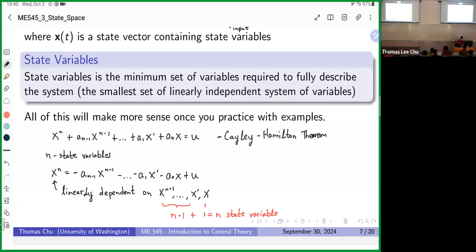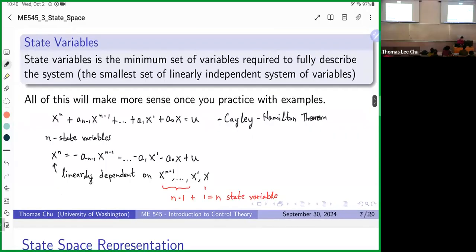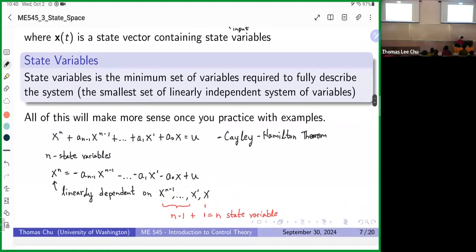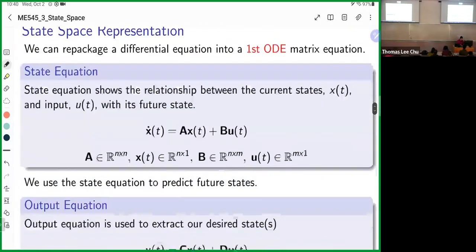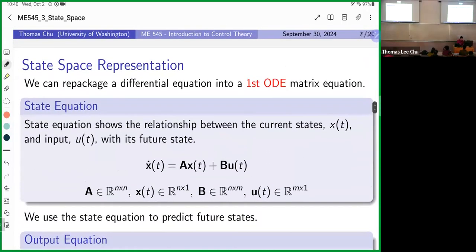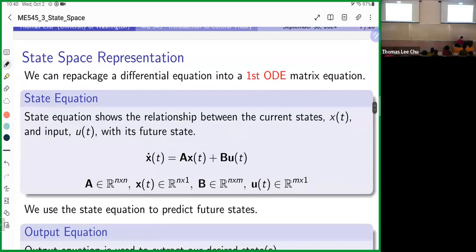Okay. So this is all a lot of definitions. We'll do some examples, which hopefully will make more sense of how we identify state variables. But before we do that, we have to talk about state space representation, which is the bulk of chapter 3. Basically, we can repackage a differential equation into a first order ordinary differential matrix equation. Yeah, that makes more sense.